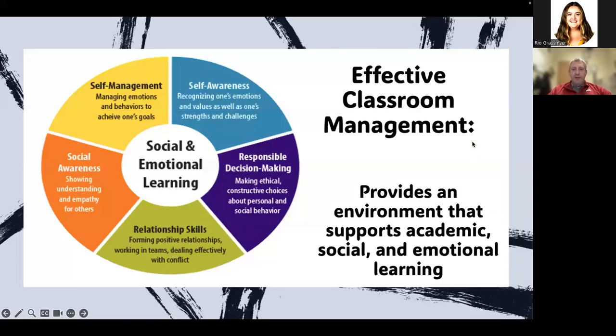So here we're just going to talk about a couple more effective classroom management tools, looking at social and emotional learning. Adults, we're all adults here, so let's be real, right? We have lives outside of the classroom. We have lives outside of the profession. So we start introducing social and emotional learning as well.